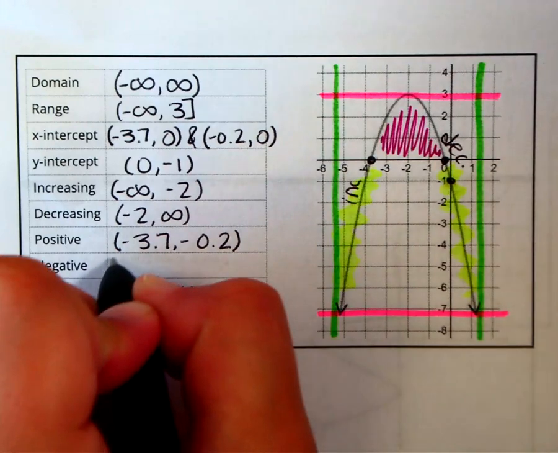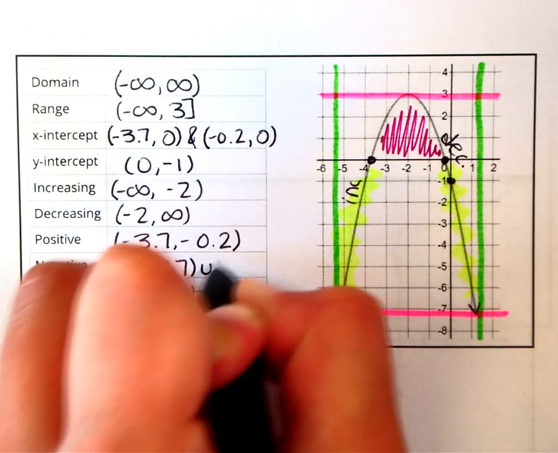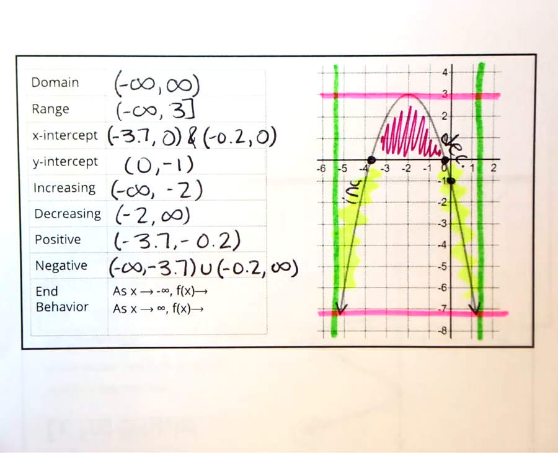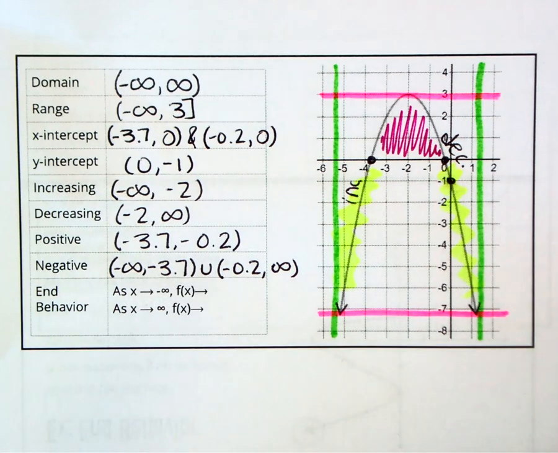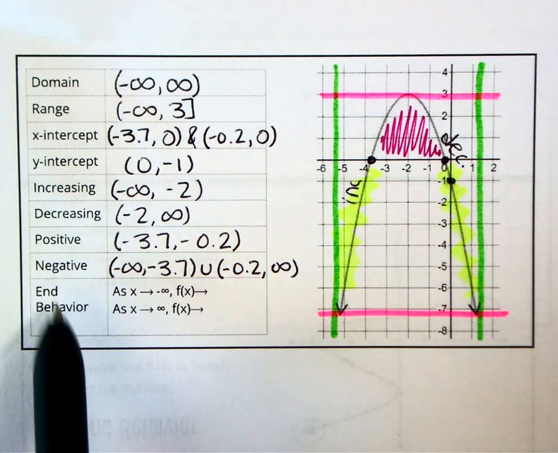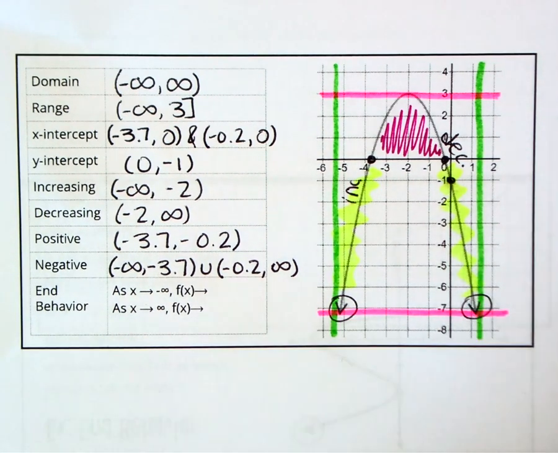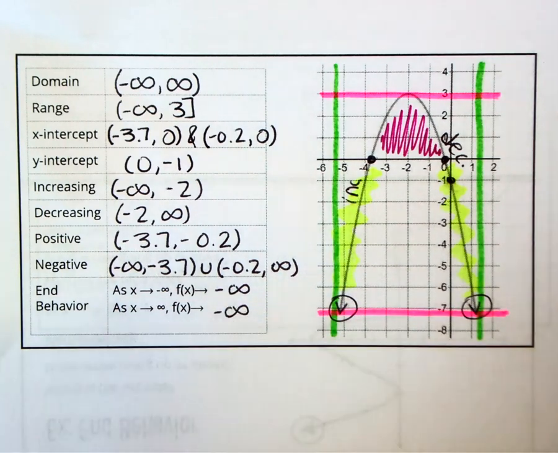So we're negative from the beginning of the domain until -3.7. And then we pick up being negative again at the other x-intercept at -0.2. We use that union symbol to say we've got two pieces of negative lines, I guess, in your function. And then lastly, end behavior. Your left side is going down, your right side is going down, so both of those we would fill in with negative infinities.